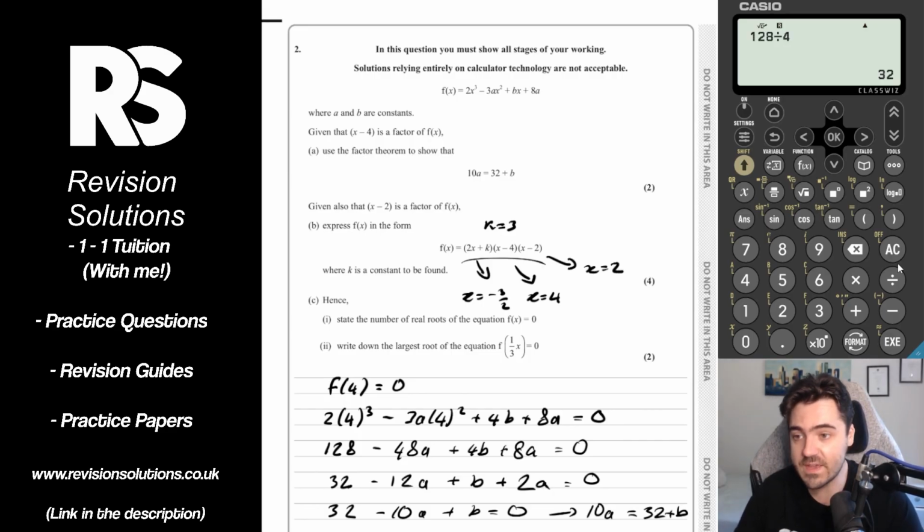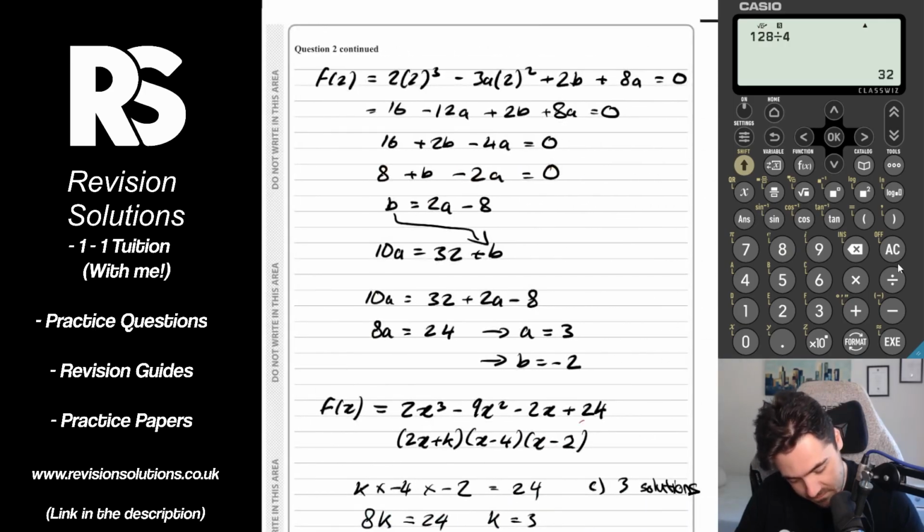But f of a third of x is a graph transformation where we're going to multiply all the x coordinates by 3. So it's still going to be this being the largest root, but we're going to multiply it by 3. So that would be x equals 12 for part 2.